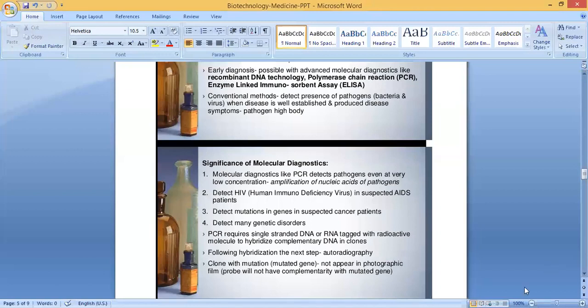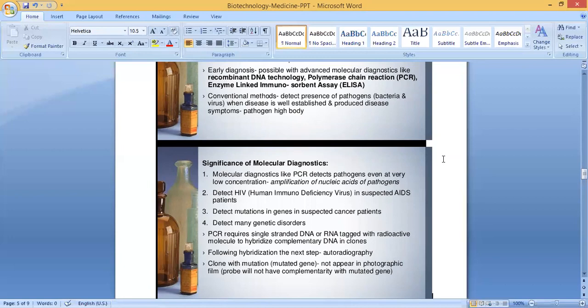What is the significance or importance of molecular diagnostics? Molecular diagnostics like PCR detect pathogens even at very low concentration. With the conventional method, we can find out only when the pathogen is in high quantity in the blood. But molecular diagnostics like PCR detect pathogens even at very low concentration, by amplification of nucleic acids of pathogens.